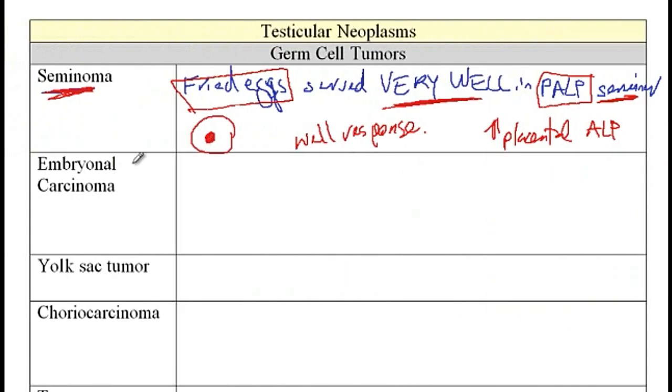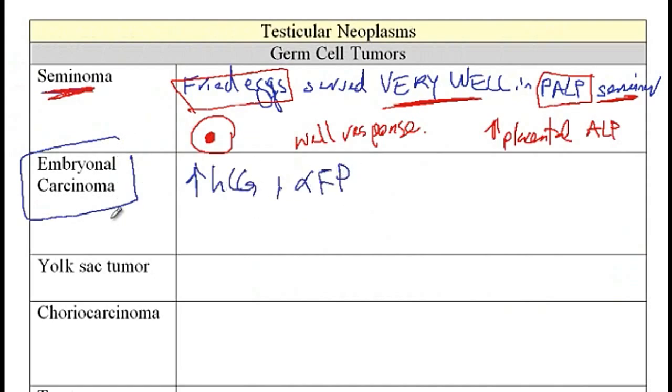The next form of testicular tumor is the embryonal carcinoma, which is a painful malignant tumor that increases HCG and alpha-fetoprotein levels. However, by itself, embryonal carcinoma never increases alpha-fetoprotein production. However, since this tumor is capable of differentiating into other forms of tumor, for instance, it can differentiate into a yolk sac tumor, then it would lead to the increased production of the alpha-fetoprotein.